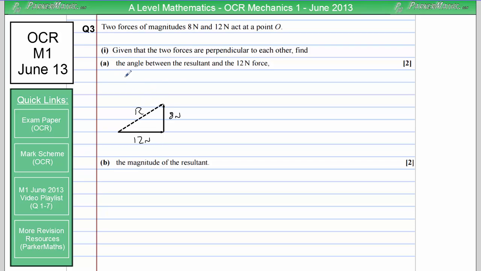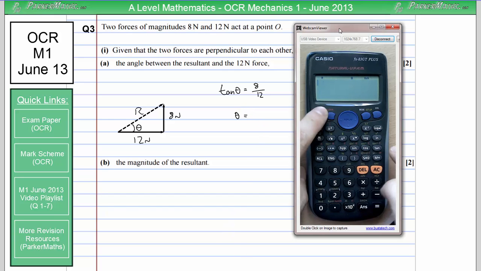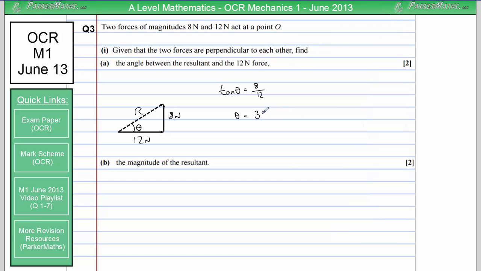I'm interested in finding the angle between the resultant and the 12 newton force. Here's the 12 newton force and here's the resultant, so I'm trying to find this angle in here, which I'll call theta. I can find this angle using a bit of basic trigonometry. I'm going to say that tan theta is opposite over adjacent. The opposite is the 8 newton force, the adjacent is the 12 newton force, and so to find theta I just need to do inverse tan of 8 over 12. And that gives me 33.7 to 3 significant figures.